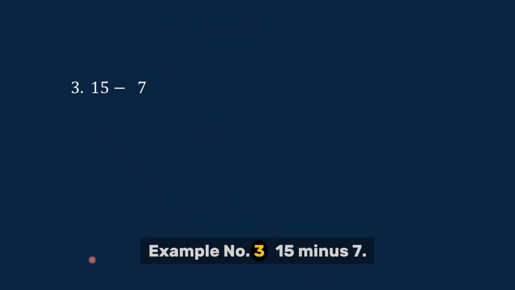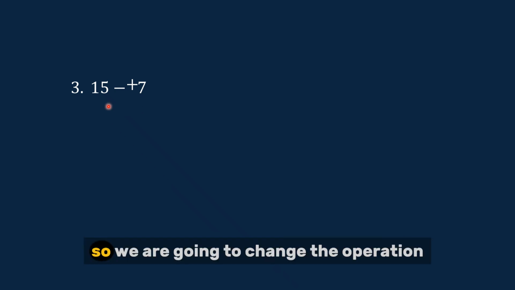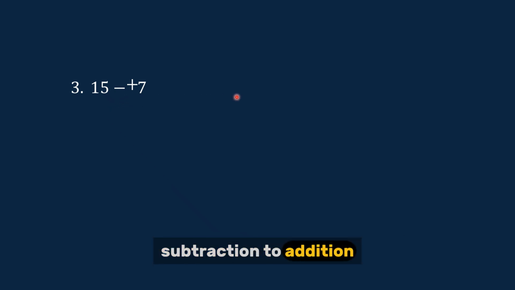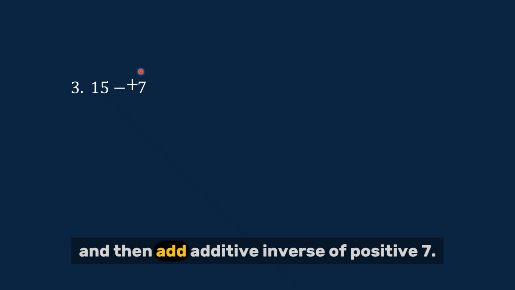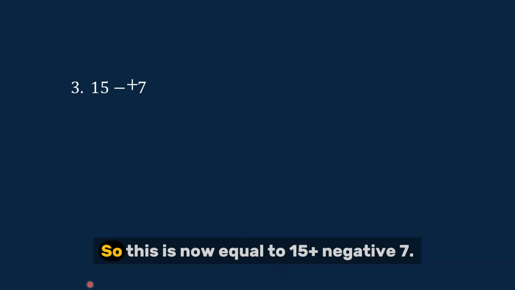Example number 3. 15 minus 7. It is understood the sign of 7 is positive. So we are going to change the operation subtraction to addition and then add the additive inverse of positive 7. The additive inverse of positive 7 is negative 7. So this is now equal to 15 plus negative 7.